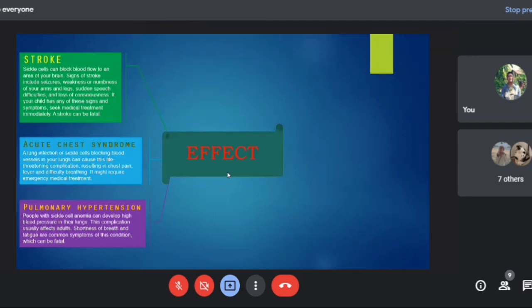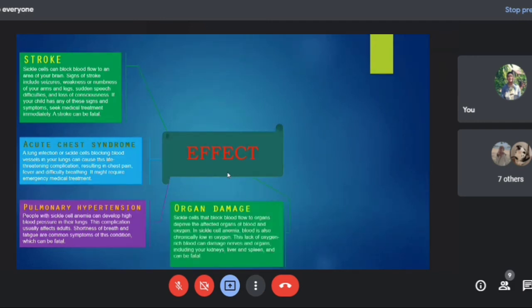The fourth one is organ damage. Sickle cell can block blood flow to organs, depriving the affected organ of blood and oxygen. In sickle cell anemia, blood is also chronically low in oxygen. This lack of oxygen-rich blood can damage nerves and organs, including your kidney, liver, and spleen, and can be fatal.